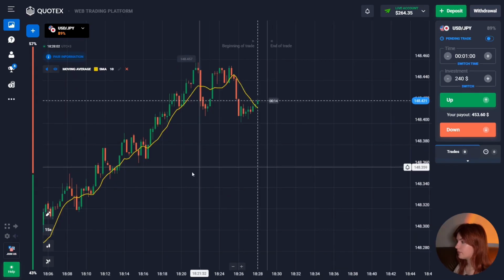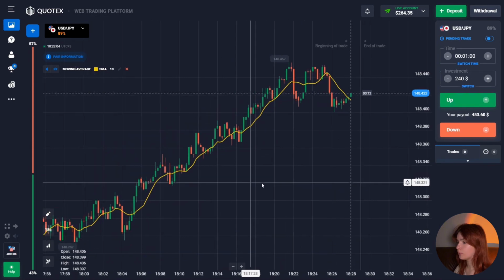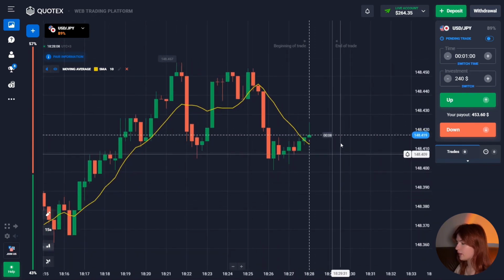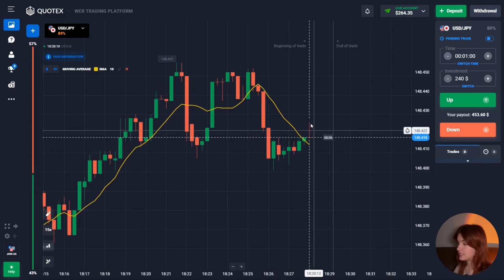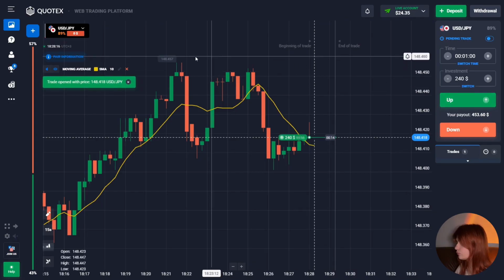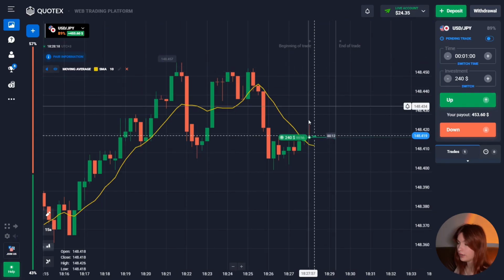So here we have the price moving in an uptrend, and at the moment we have a crossing of the moving average from below to above. So in this case, I suggest to open a 1 minute deal to go up, as we still have room for the maximum point on the chart.